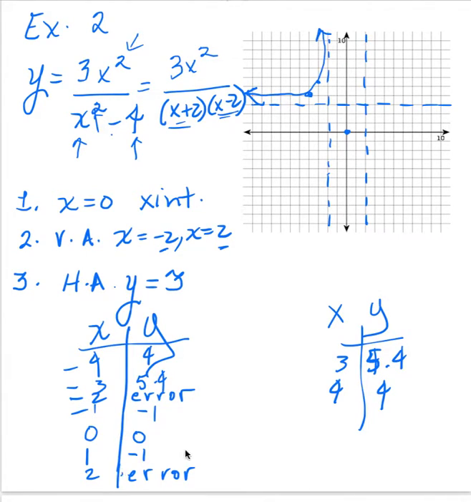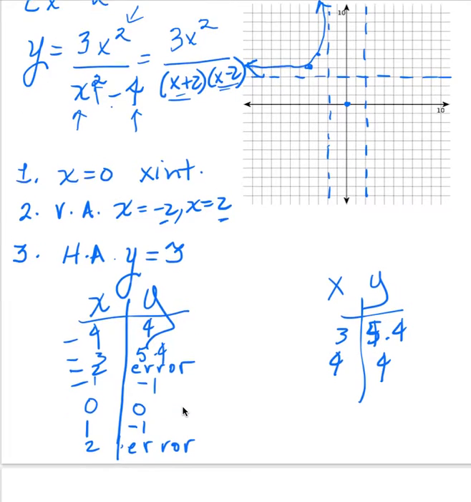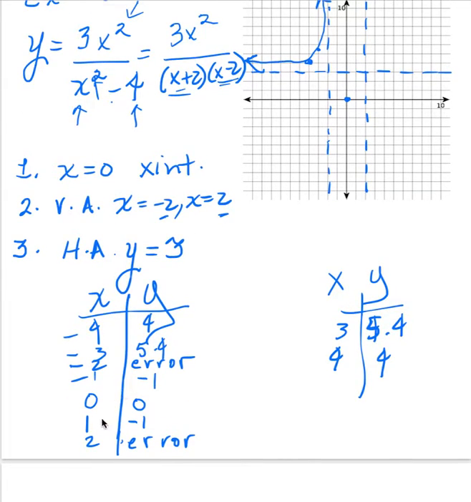Then at 1, you got -1. So 1, -1. And then 2 is error. What do we get for +1? Oh, wait a minute, hold on. For -1, I got -1, and then at +1 I also have -1. Okay, that's interesting. So it looks like my graph is doing something like that.